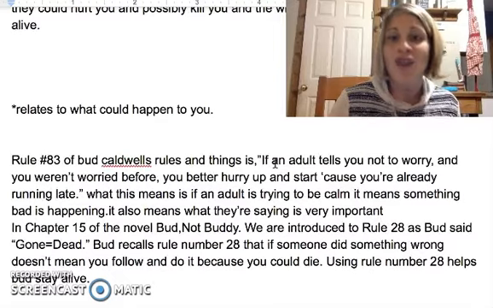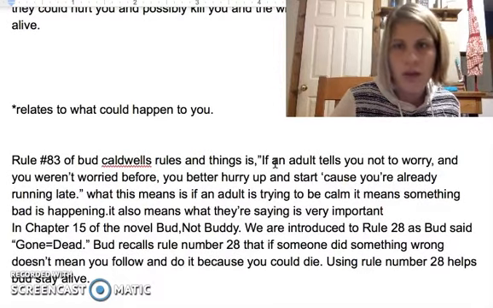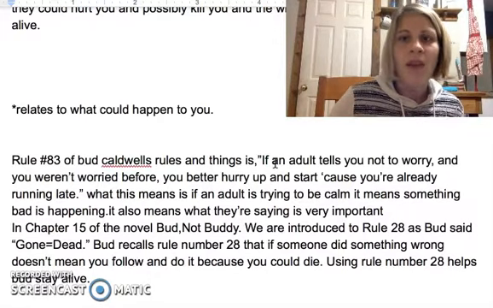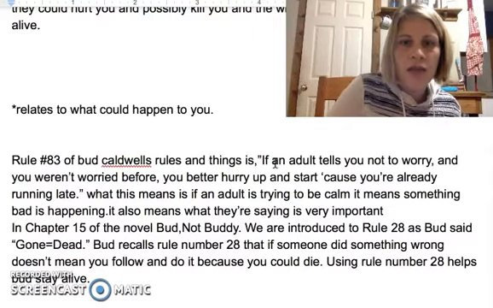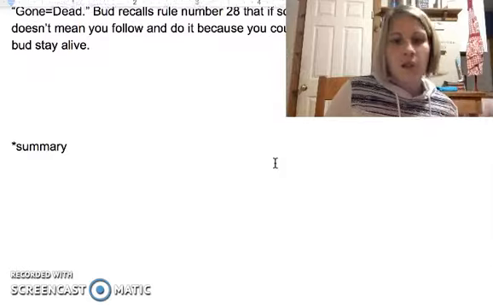So now again, they jumped into a second rule without explaining how the first rule relates to Bud. They summarized it, they said what it means, but they haven't connected it to how Bud used it. And they're going to do the same thing for that. Let's go into some good examples.